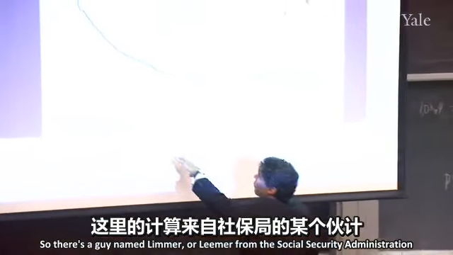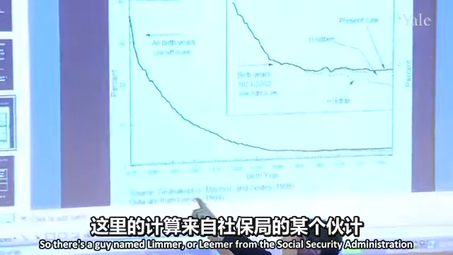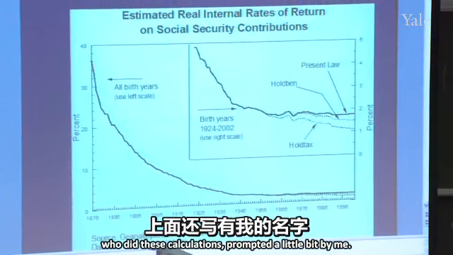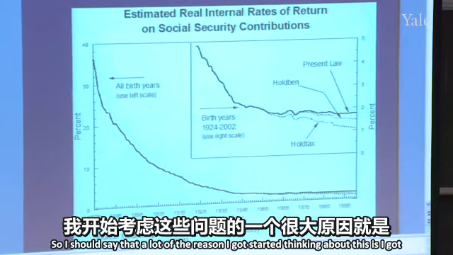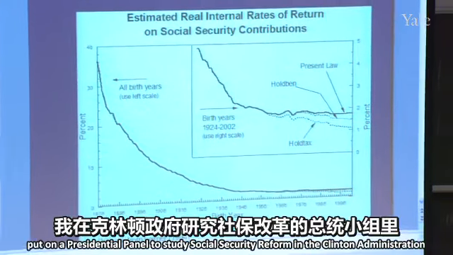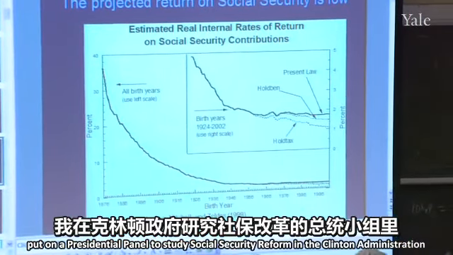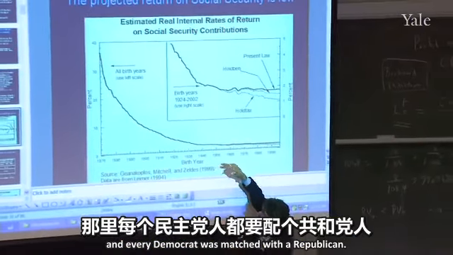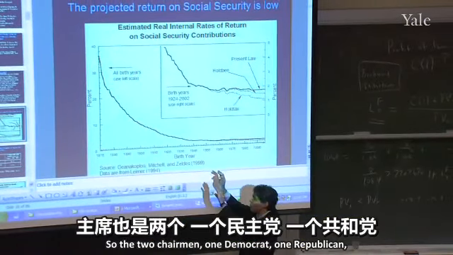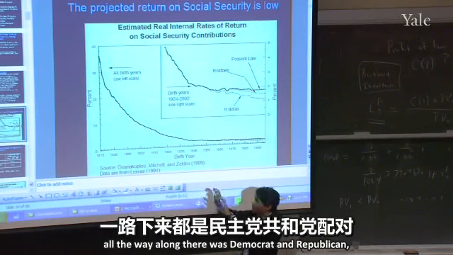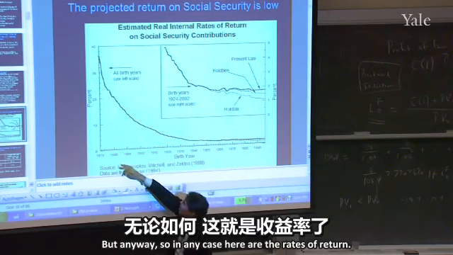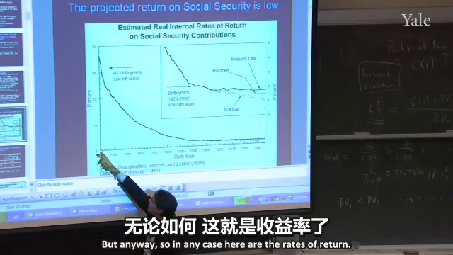There's a guy named Leamer from the Social Security Administration who did these calculations, prompted a little bit by me. I should say that a lot of the reason I got started thinking about this is I got put on a presidential panel to study Social Security reform in the Clinton administration, and every Democrat was matched with a Republican. The two chairmen, one Democrat, one Republican, and all the way along there was a Democrat and a Republican. After Bush got elected, all the Democrats got kicked off the committee.